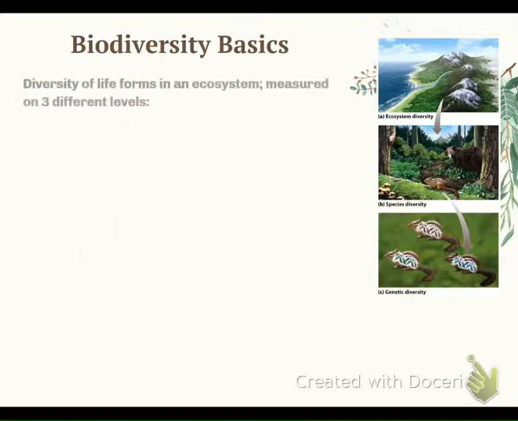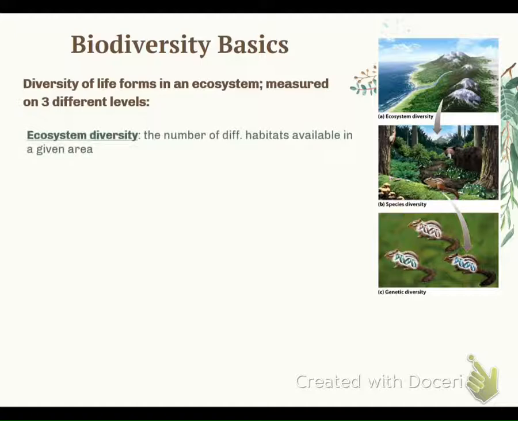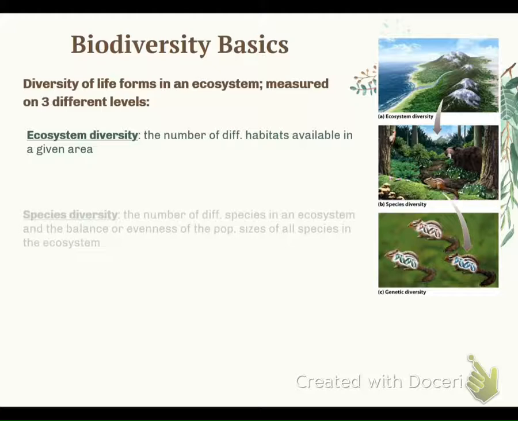Biodiversity basics: biodiversity means the diversity of life, all the life forms in the ecosystem, and it's measured at 3 different levels. For example, ecosystem diversity is the number of different habitats in the available area. For example, compare Nevada with California. Nevada basically has desert. California has everything from desert to tundra, taiga, to coniferous forest.